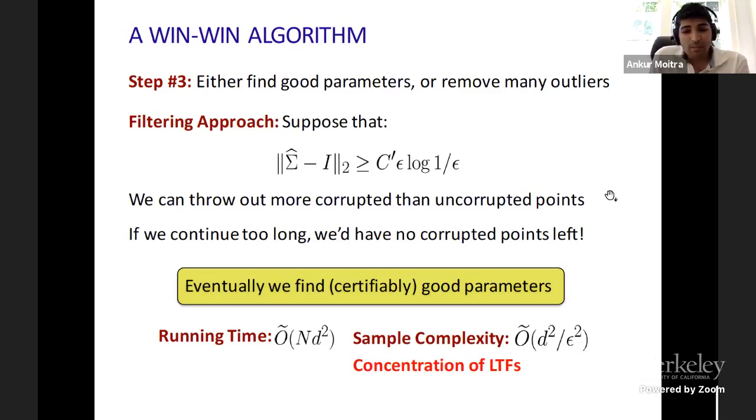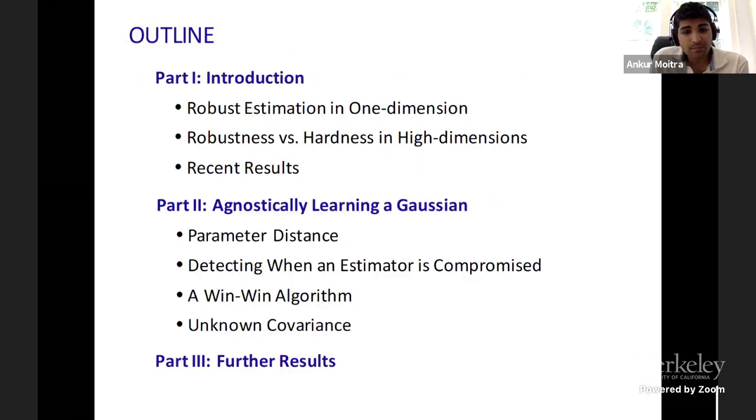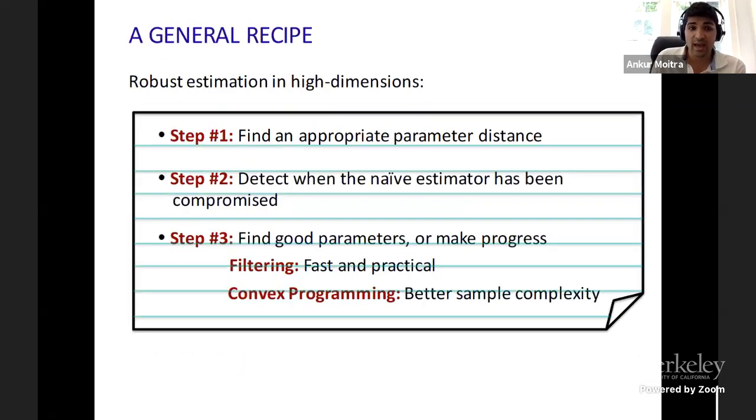And actually, the sample complexity bounds are based on what's called concentration of LTFs. All right. So now let's take this general recipe much further. The unknown mean case is actually not super hard to do. You could have done it many different ways. The unknown covariance case is now when we're going to get into tensor methods again.